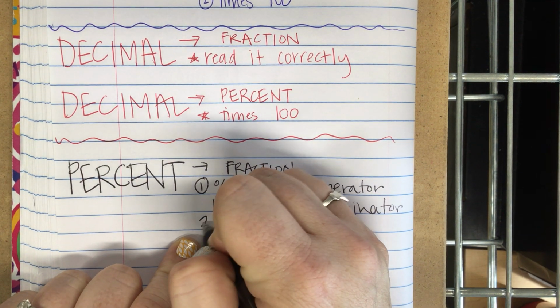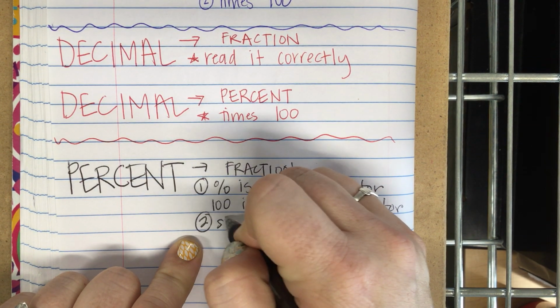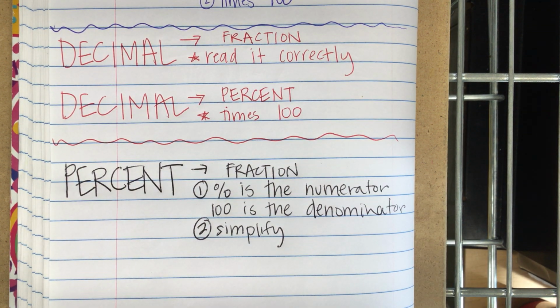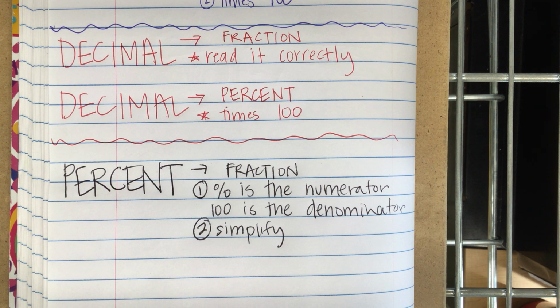And whenever you have a fraction, you should always simplify. If you have a percent and you are going to change that percent to a fraction, the percent is your numerator over 100. Always over 100, because percent, cent means 100.